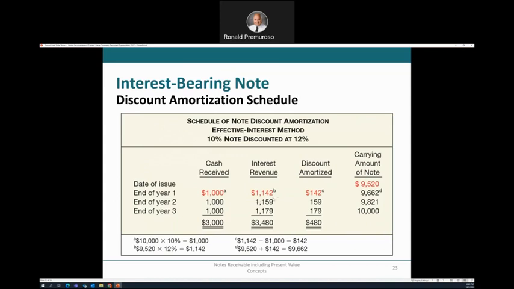So you can see the difference between the interest revenue being earned each year, which is the carrying amount of the note times the market rate, right, is 1142, and the actual cash being received in the form of interest at the stated rate. The difference is the amortization of the discount. And you can see in that column, the amount of discount amortized each year is increasing until finally at the end, the discount on the notes receivable is fully amortized.